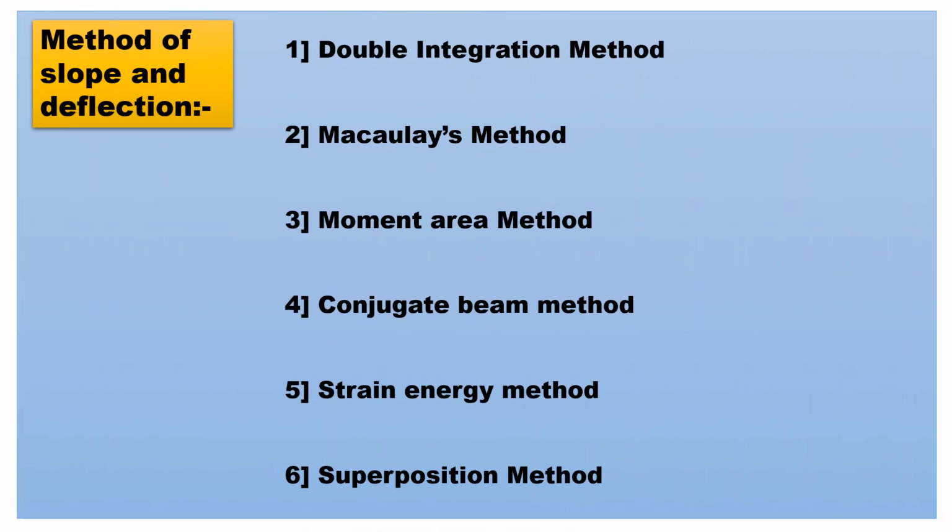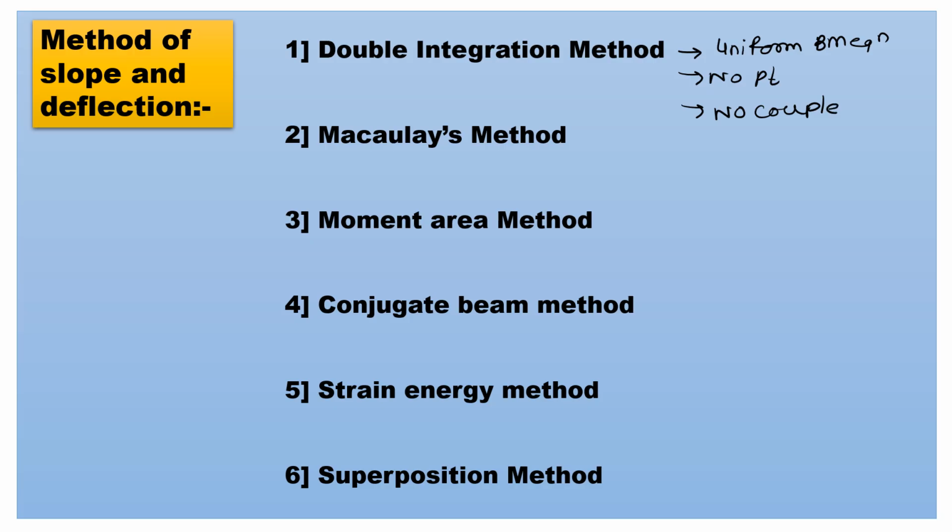Then next is method of slope and deflection. So there are 6 methods to find out the slope and deflection. First one is the double integration method. For the double integration method, the conditions are: a uniform bending moment equation, no point load, and no couple acting on this span.